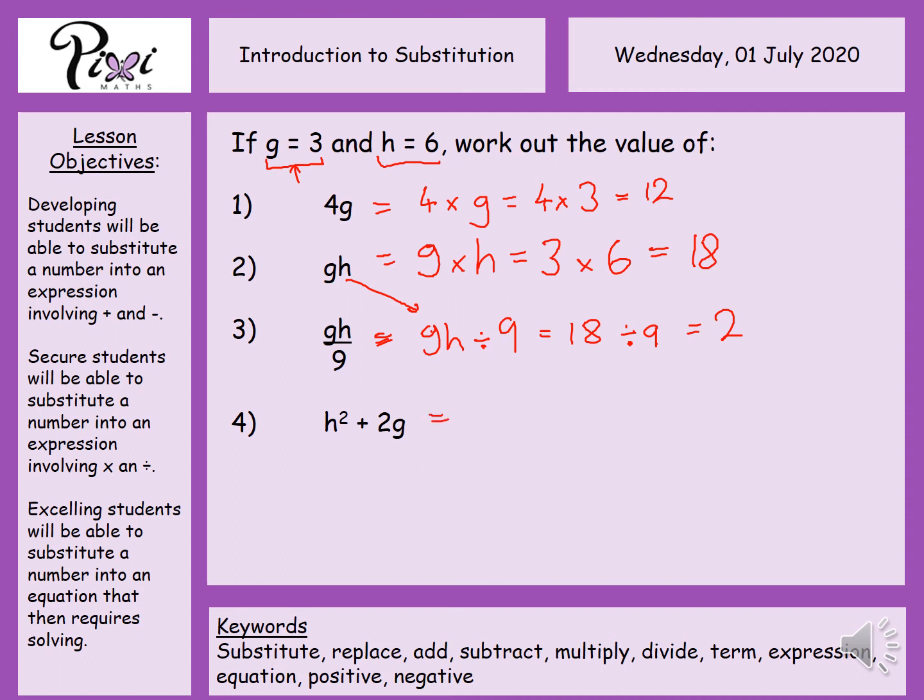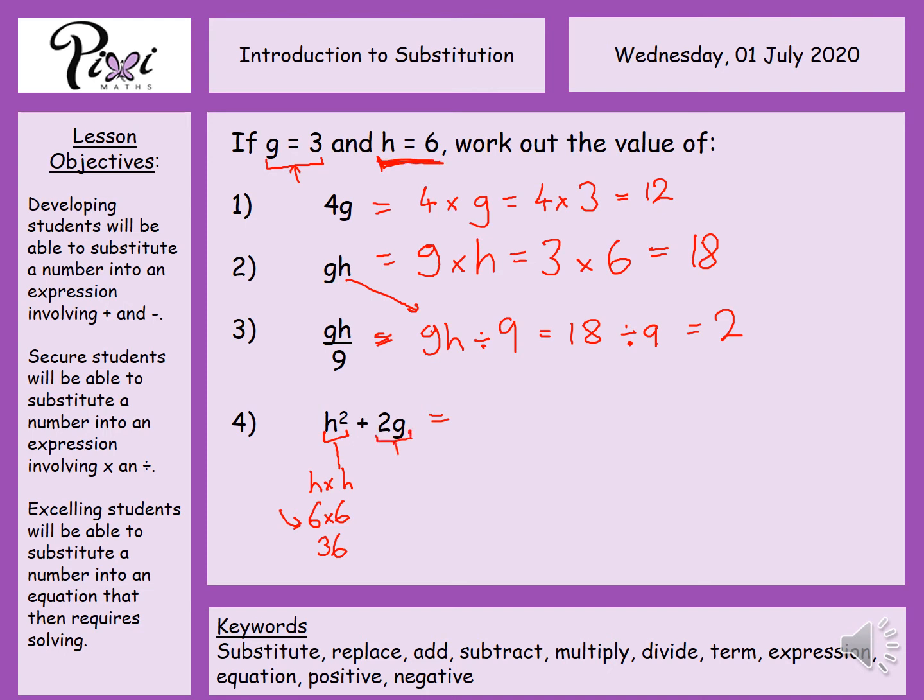Okay, and last one on this page, a bit tougher. So we've got H squared here. So let's work this out in parts. So H squared, that is H times H. So that is 6 times 6, which is 36. We know this because we know from the question that H equals 6. So we've done that first part.